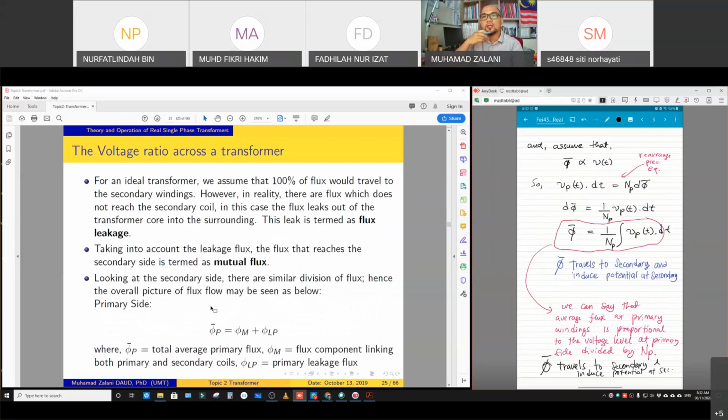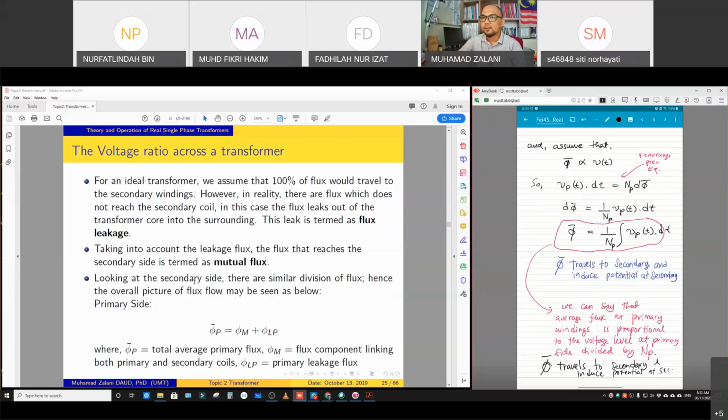Now we are going to talk about, still about the voltage ratio across the transformer, but now we are going to discuss the flux leakage in the real transformer. We have to consider some leakage that occurs within the core of the transformer. Basically, not all of the flux will be flowing inside the transformer. Some of them will be lost to the air, to the outside of the core.